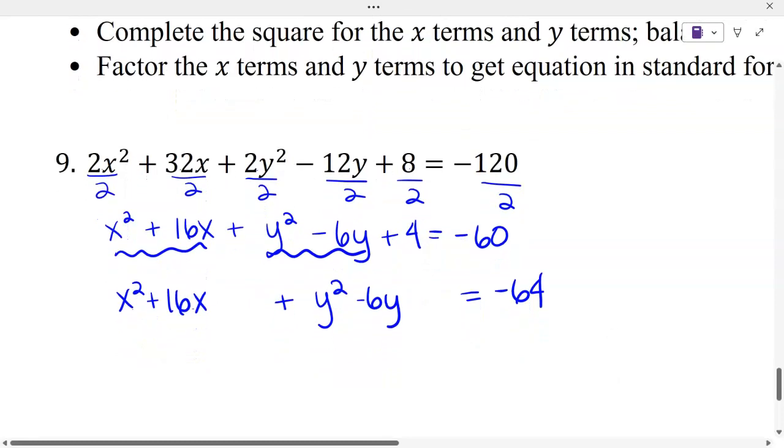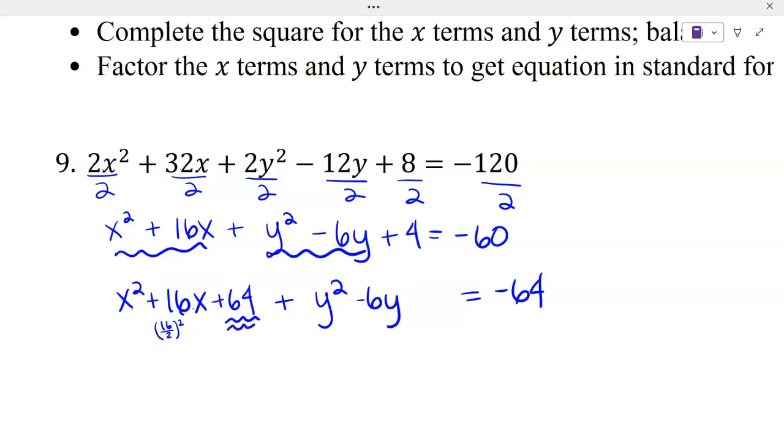Now, when I complete my square for my x terms, I'm going to do just like what I've done before. I'm going to take 16, I'm going to divide it by 2, and then I'm going to square it. 16 divided by 2 gives me 8, and 8 squared gives me 64. So I'm going to take this 64 right here, and I'm going to add it to the other side. Because in this situation, I'm working on both sides of my equation. So I added 64 on the left side, I have to add 64 on the right side. So now we've completed the square for our x terms. Let's do it for our y terms.